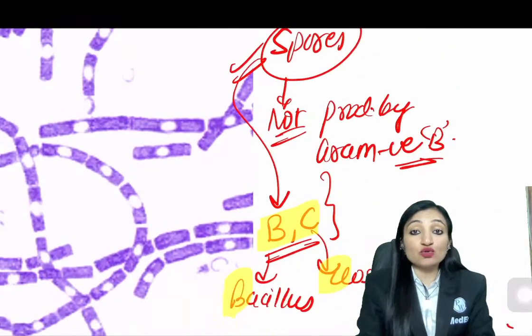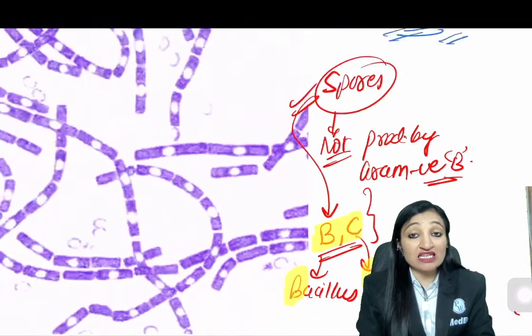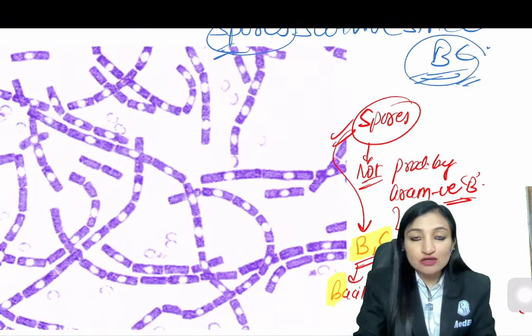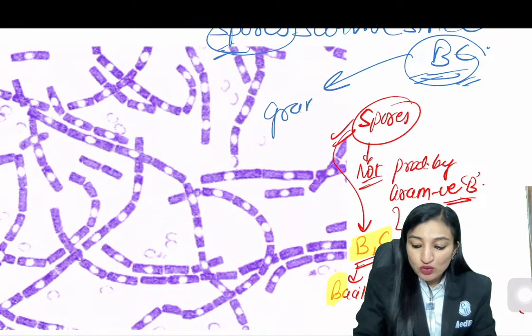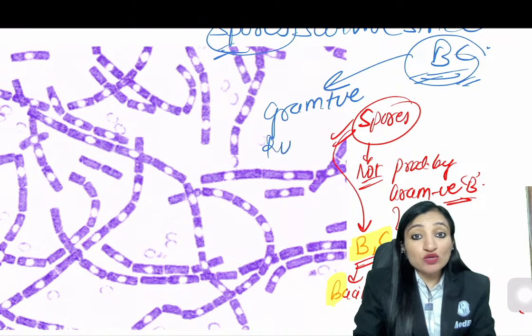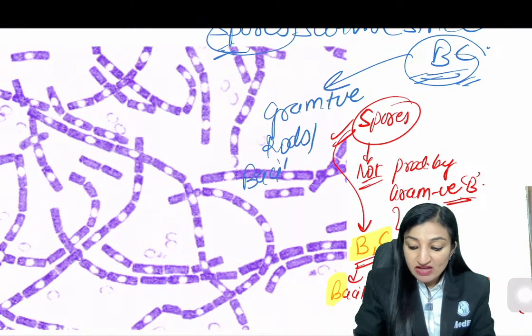And keeping in mind the rule that spores are not produced by gram-negative bacteria, by default, genus Bacillus and Clostridium are what? They are gram-positive. What is their shape? They are gram-positive rods, also known as gram-positive bacilli.